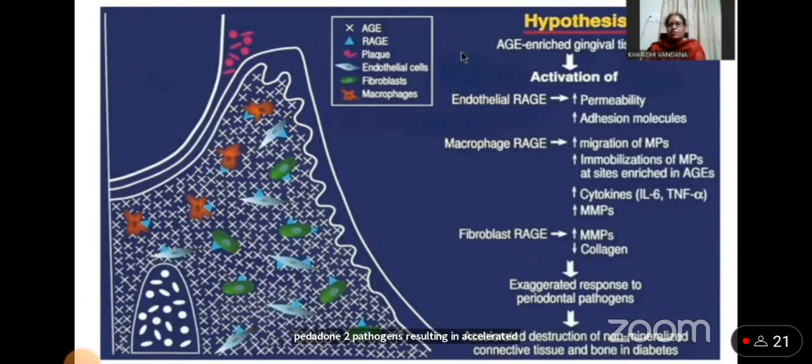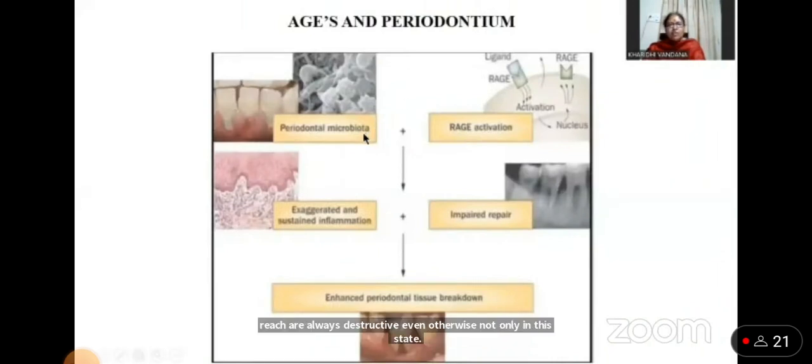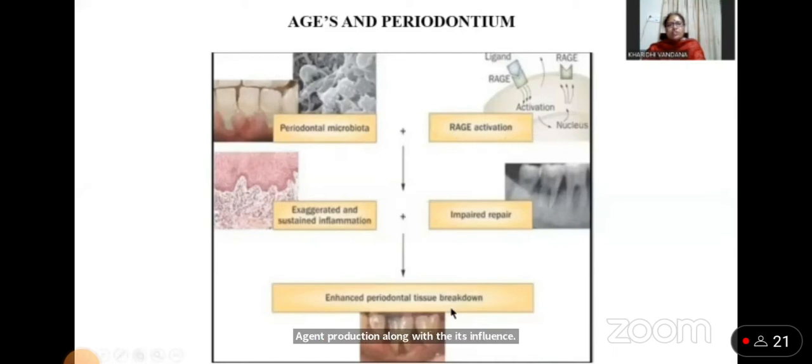In general, I would say in the life process, this AGE and the RAGE are always destructive, even otherwise, not only in this state. AGE and periodontium, along with its influence, periodontal microbiota along with the RAGE activation, would lead on to exaggerated and sustained inflammation in the soft tissues.